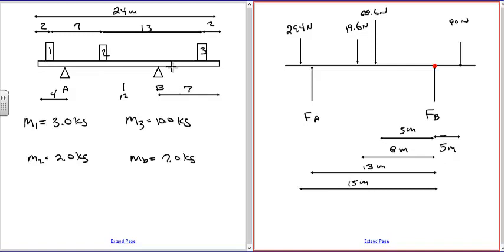So again, from here to the end is the length of the beam, which is 24. So from here to here is 17, and from here to here is 2. So the net from here to here is 15.